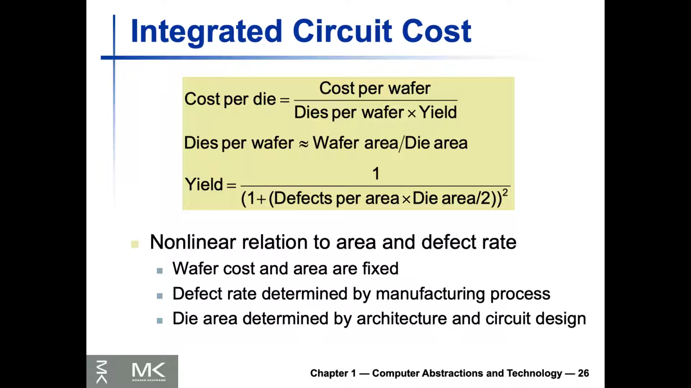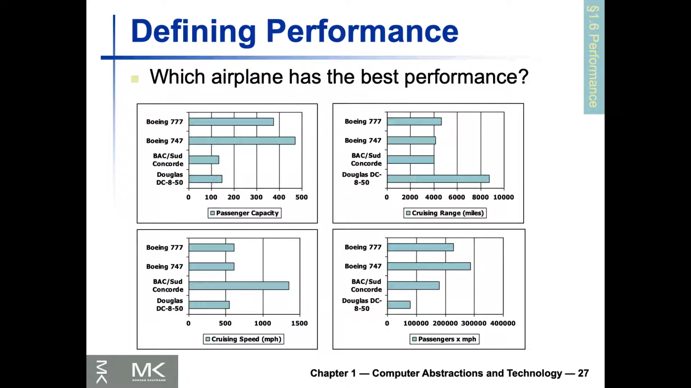So now at least we have very preliminary formulas to understand how effective we've been producing dies and wafers into our integrated circuits, right? All right, now let's go back to another example. We were talking about defining performance in the previous lecture.